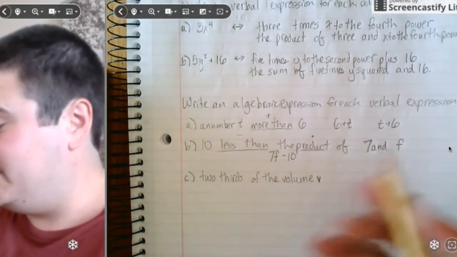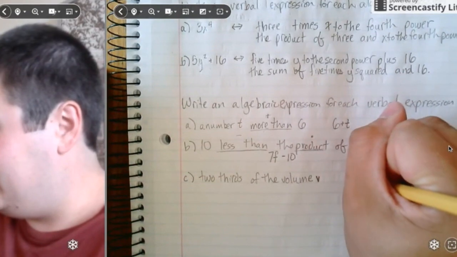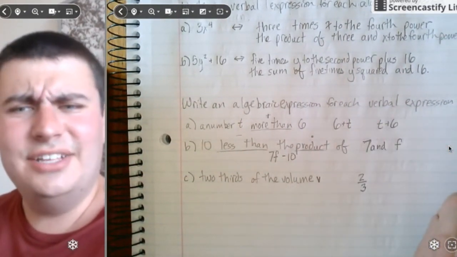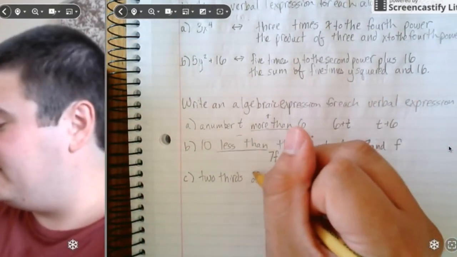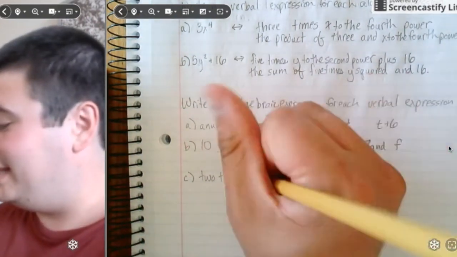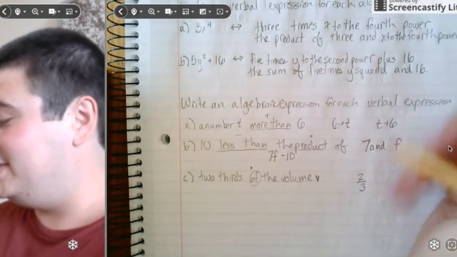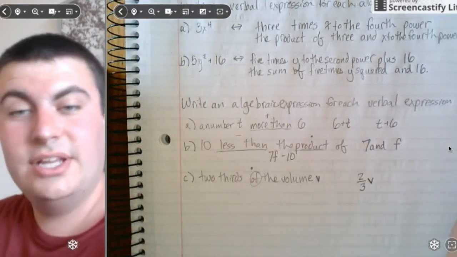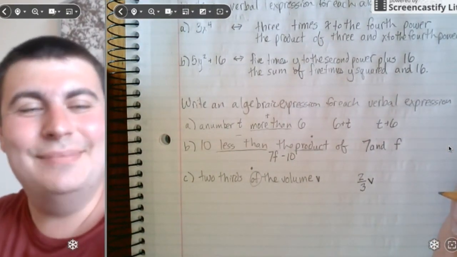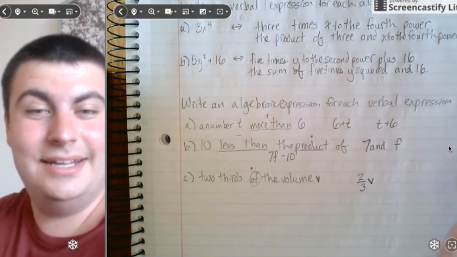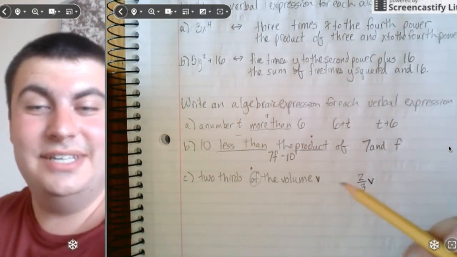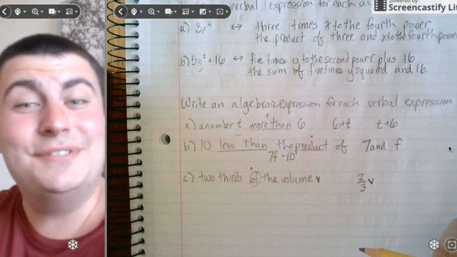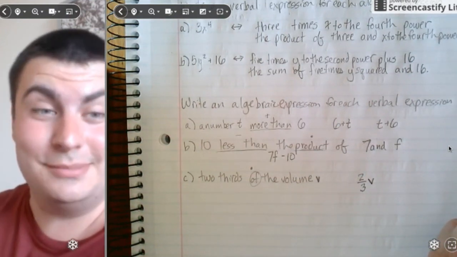So we have 2/3, which we take as a fraction. We'll say 2/3 of the volume v. This of right here is going to imply that we're going to multiply this fraction 2/3 by our variable v. So we're going to take 2/3 times v. All right? So 2/3 of the volume v, 2/3 times v. All right, go ahead and try an example yourself where you have to write an algebraic expression for a verbal expression.